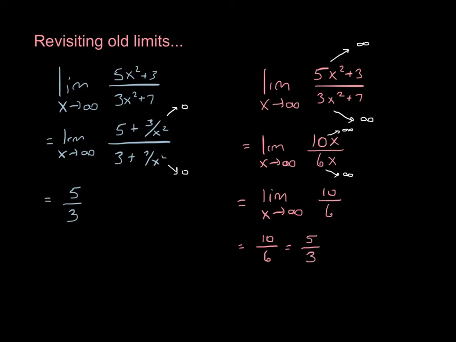Now you may argue in this case that it's just much easier to notice that the degrees are equal so that we just use the ratio of the leading coefficients for the limit. But there are some limits where you'll be really happy that you learned about L'Hopital's rule. For example, let's take a look at the limit as x approaches 0 of the sine of 3x over the sine of x.